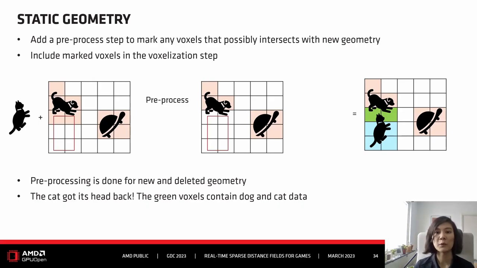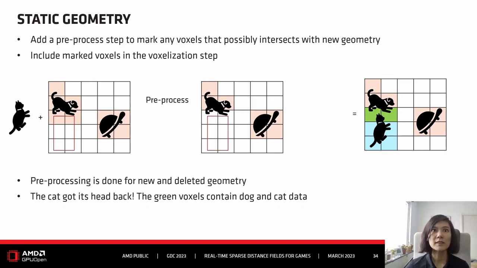So the formerly red marked voxels are now marked green because they get new bricks created. And now when we generate the distance field for these new bricks, we will take into account the cat information, but also still the dog information. So the distance field will correctly represent a cat with head and also a dog with legs. Everything's fine.